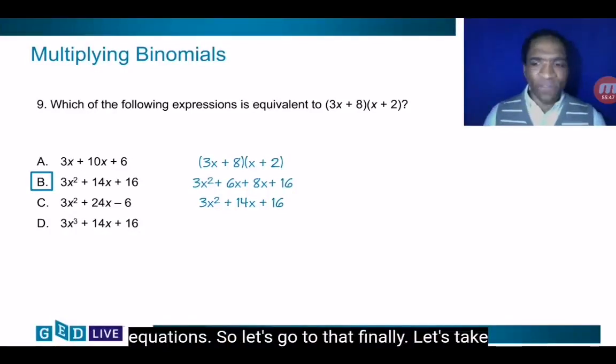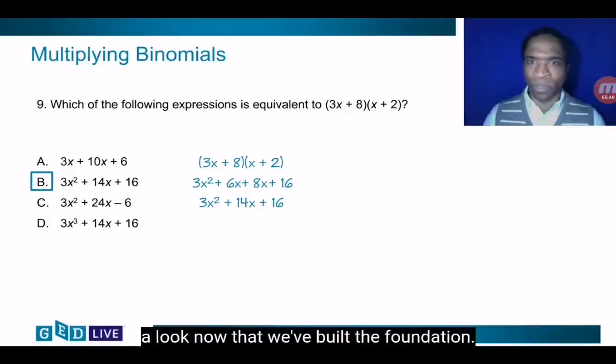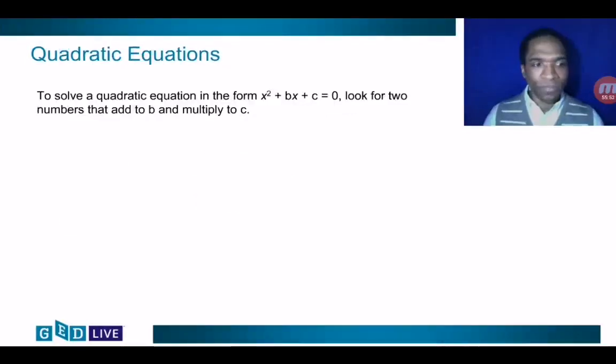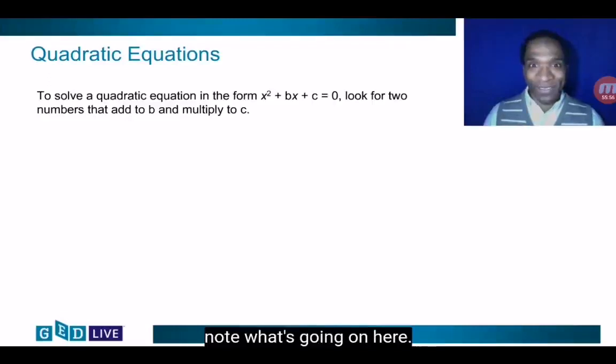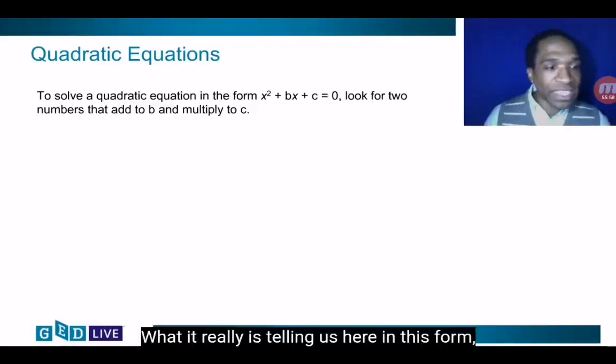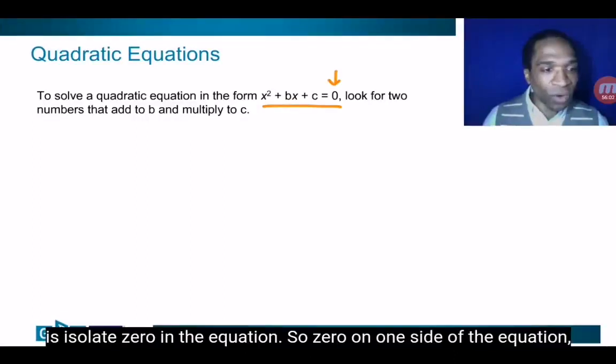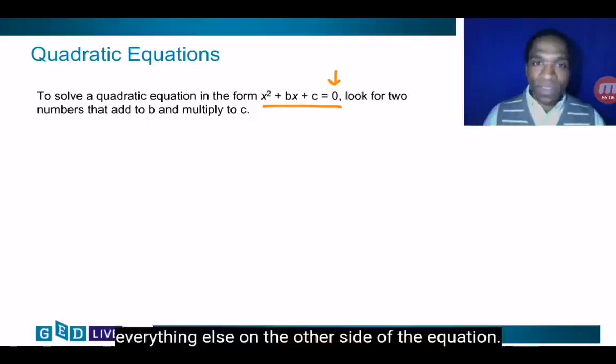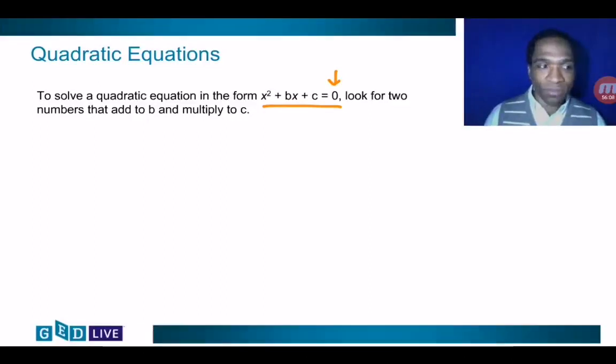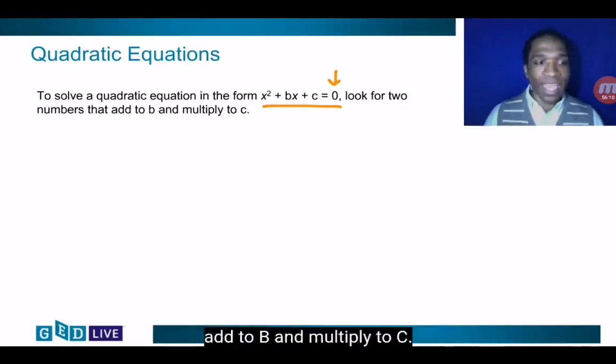So let's go to that finally. Let's take a look now that we've built the foundation. Now, to solve a quadratic equation, note what's going on here. What it really is telling us in this form is isolate 0 in the equation. So 0 on one side of the equation, everything else on the other side. And then look for two numbers that add to b and multiply to c.